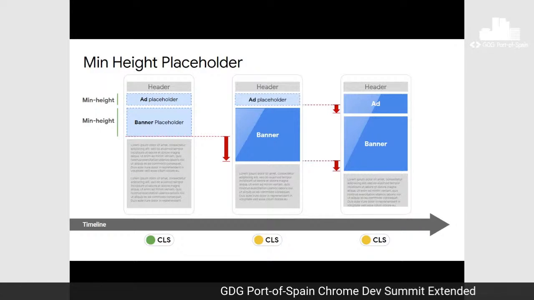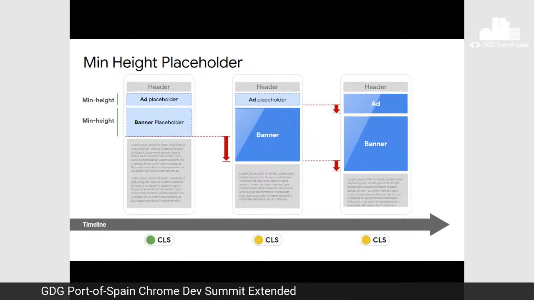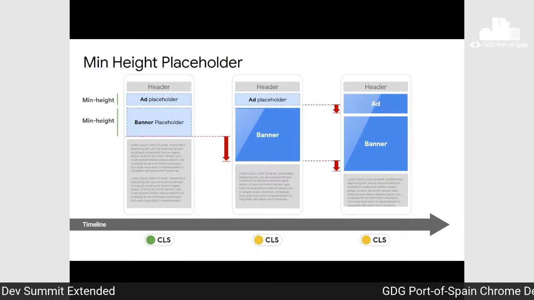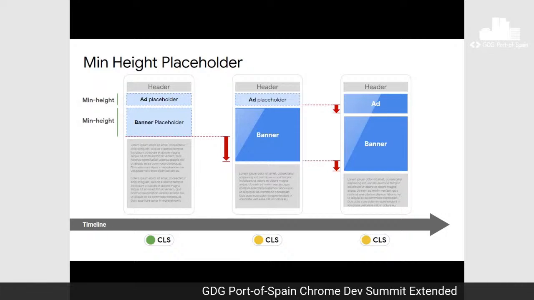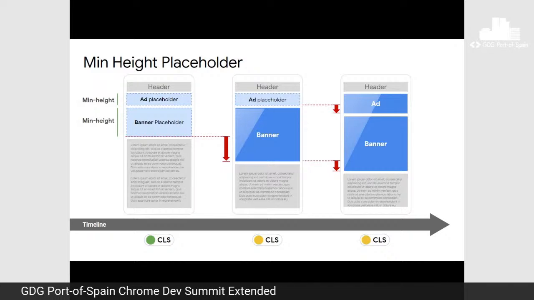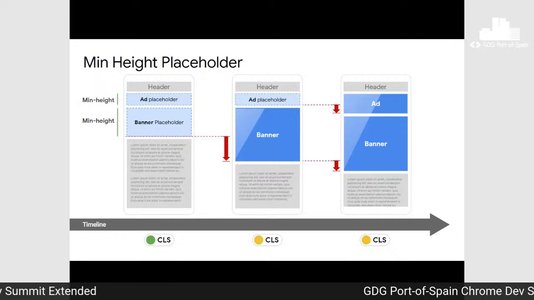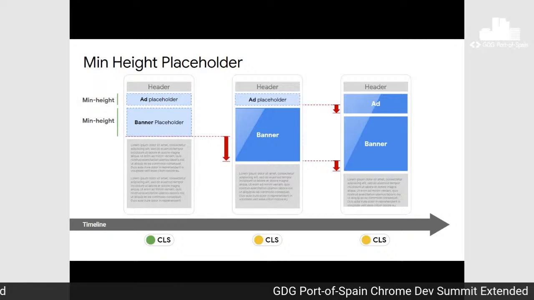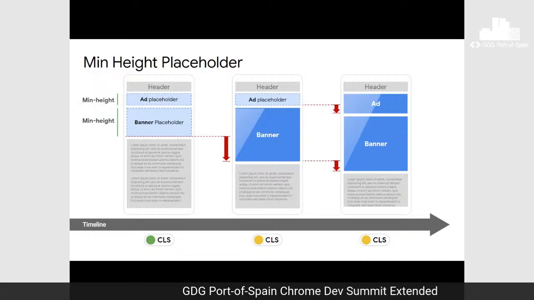One way of doing this is the min height CSS attribute. However, if the content is larger than that, you will still get some shift. There are certain techniques you can use to figure out what is the right min height. It typically involves things like analytics and looking into history to see what sizes have been rendered in these placeholders and adjusting the min height according to usage data.